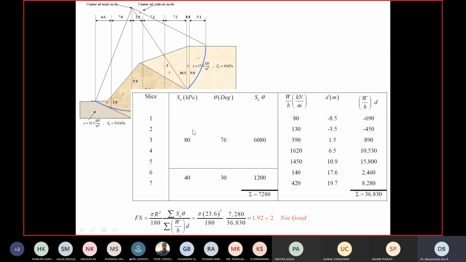So if you multiply the cohesion with the length of the arc and multiply with the radius of the circle, then what you get is the resisting moment. So this is how one can calculate the factor of safety.